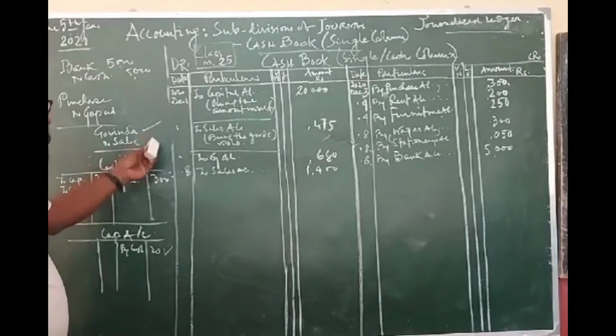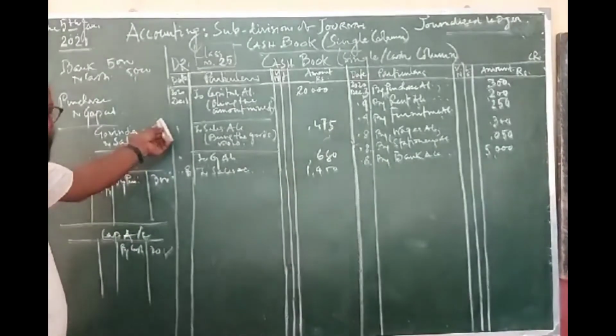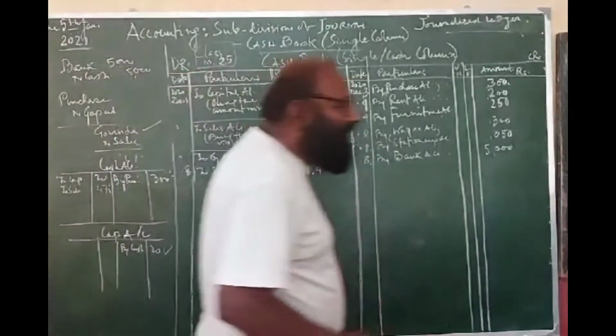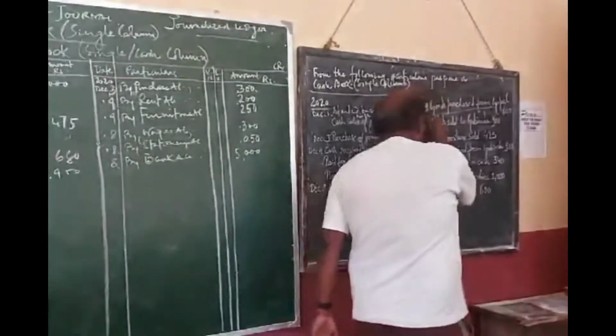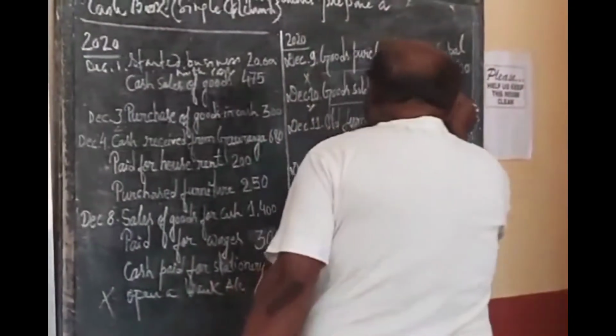Okay, to sales, and in the credit side of the sales account by Govinda. Okay, so there is no cash aspect, so it should not be considered for preparation of cash book.